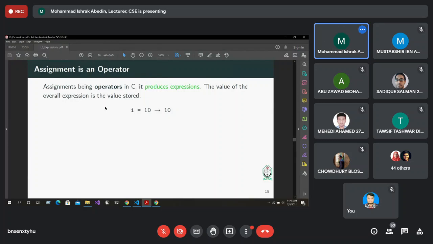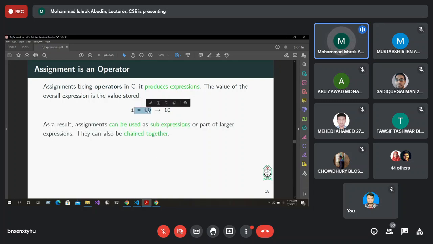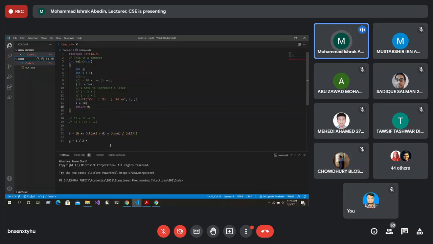Unlike many other languages, in C, assignment is actually an expression. It's not just a statement. And as we know, any expression can be evaluated. So if you write something like i = 10, this is actually an expression, and it can be evaluated to a value like 10. As a result, we can use assignments themselves as sub-expressions, that means part of another expression, and we can also chain together assignments. So let us see some examples.